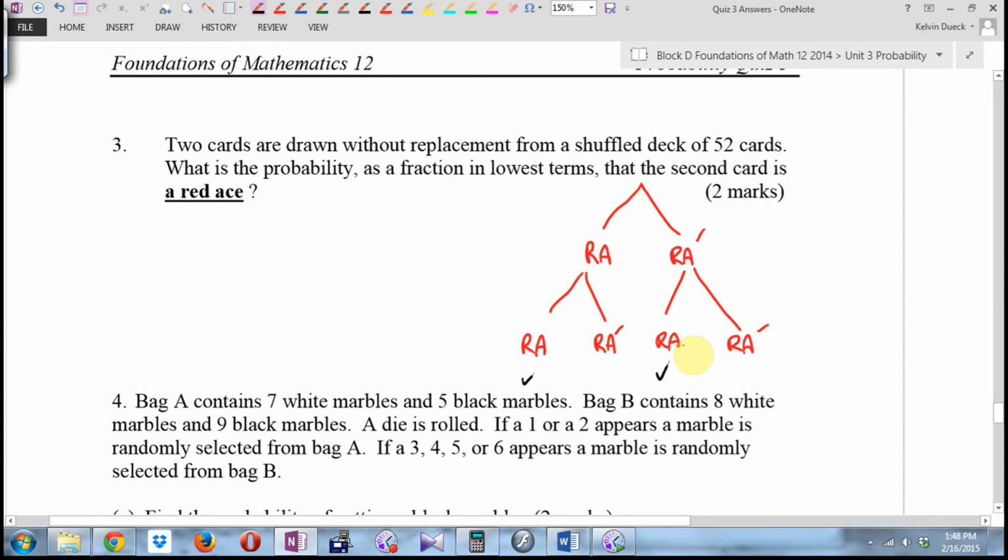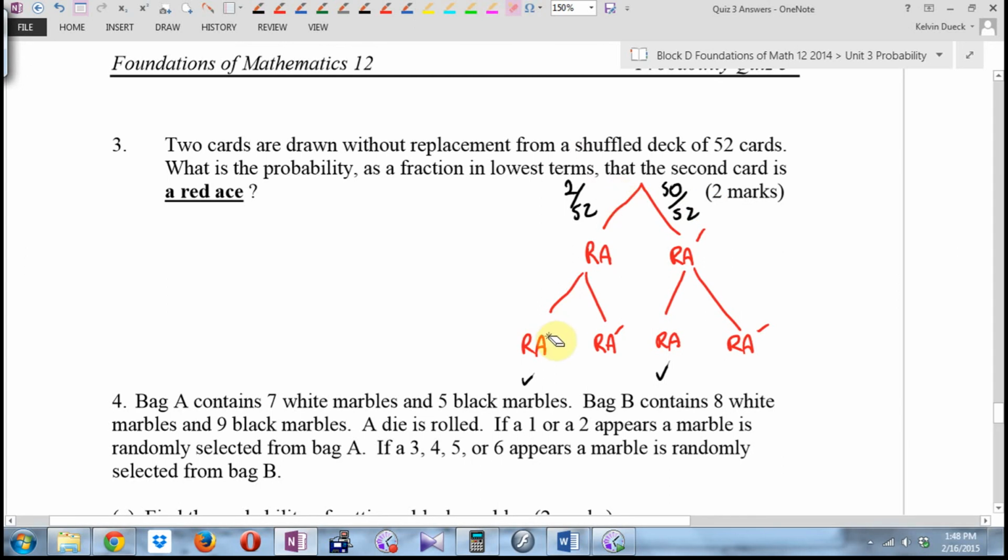Now I got to fill in the appropriate weightings. How many red aces are there in the deck? How many aces are there in the deck, first of all? How many of them are red? 2 out of 52, and then 50 out of 52. Double check, adds to 1. Yep. Down this branch, I got a red ace.